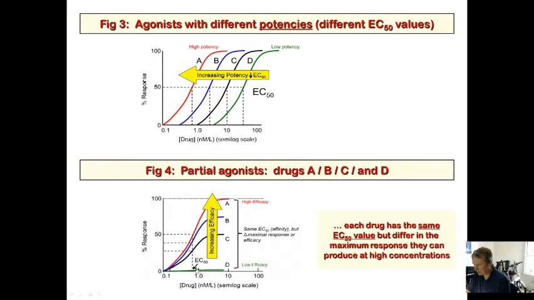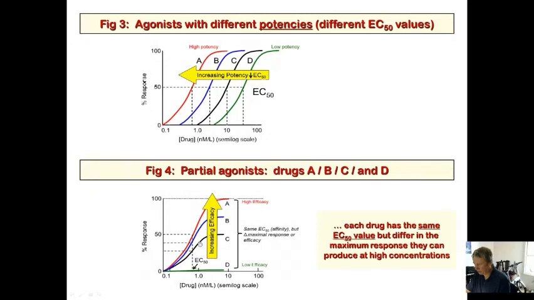One interesting thing is each drug has the same EC50 value, but they all differ in the maximum response that they produce at high concentrations. That's often the case for partial agonists. If you have a different level of response for each of the drugs, they often have the same EC50. Not always, but in this case they do.